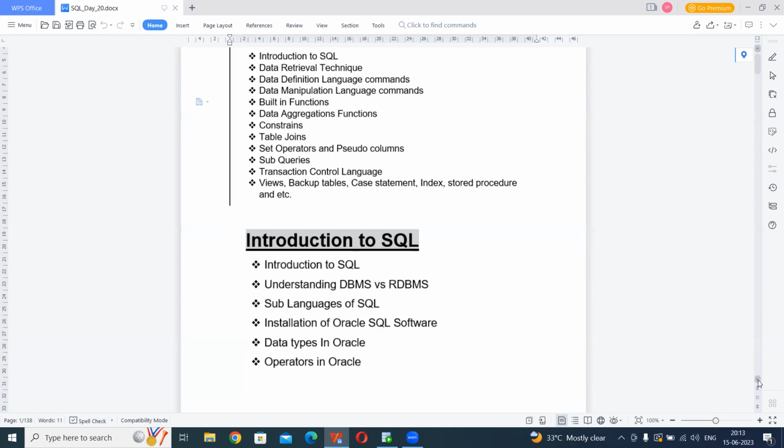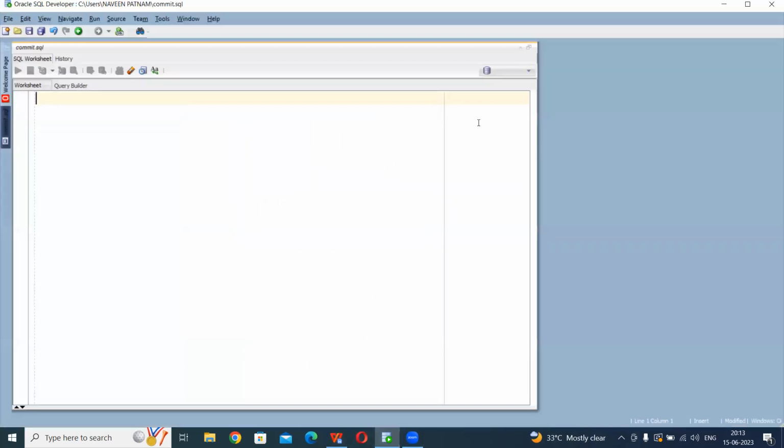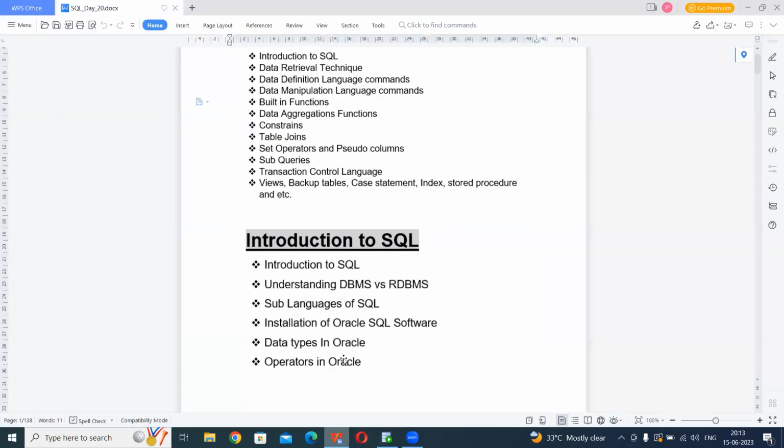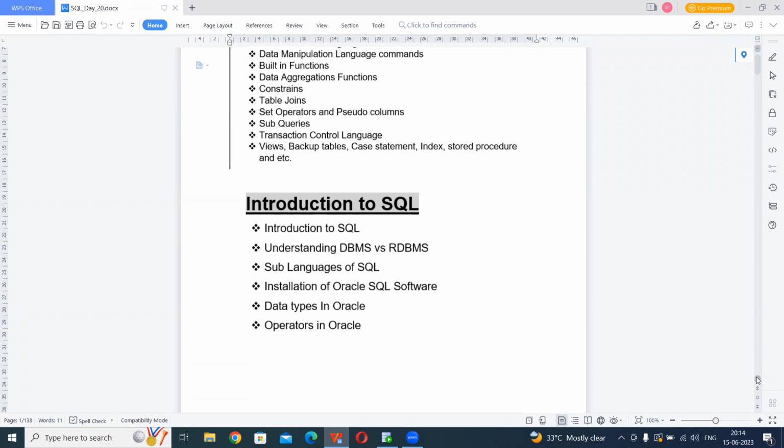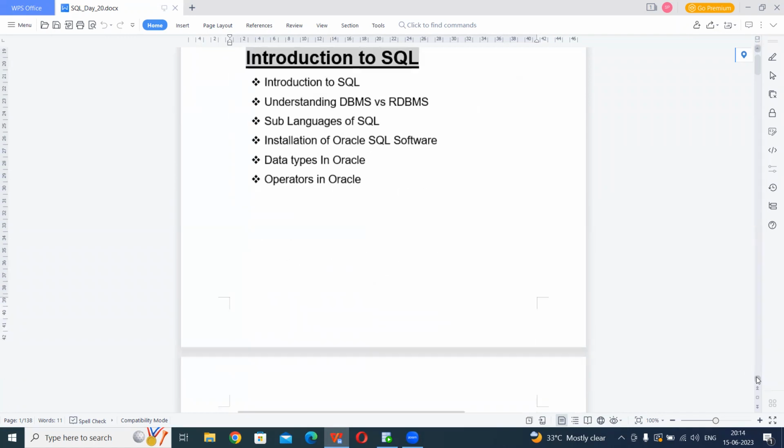So guys, yesterday, if you have observed, I wrote queries in this SQL software. For this software also, I'll help you in the installation session. After this, we are going to discuss the data types. And then we'll go for the common operators we'll be using in SQL. These are all the things that we are going to discuss as a part of the introduction.